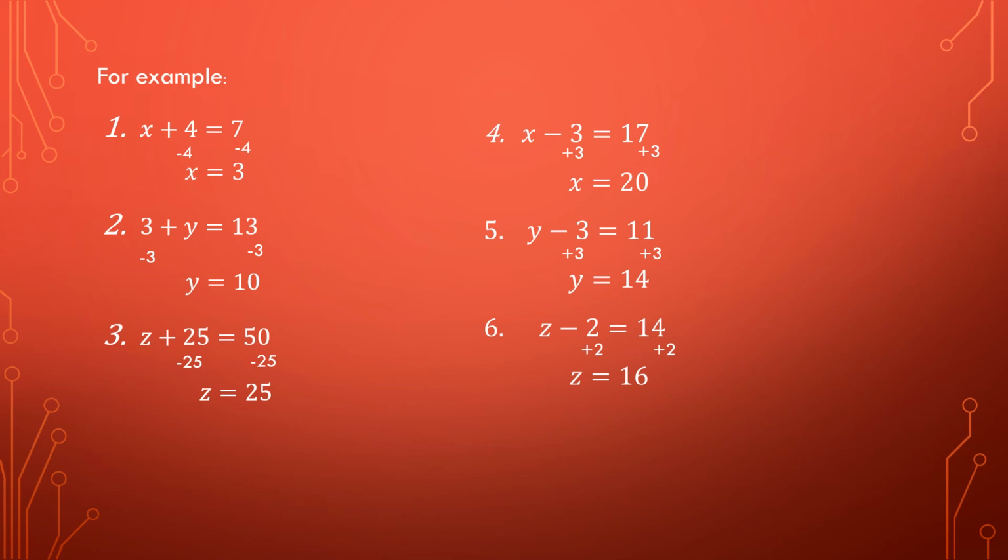Okay, so all we're looking to do in these questions is find the extra bit that stops us from just having the letter on its own. We're going to do the inverse to get rid of it. And remember that we need to do the same thing to whatever's on the other side of the equal sign.